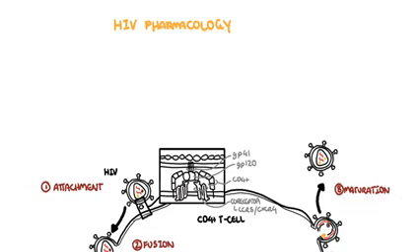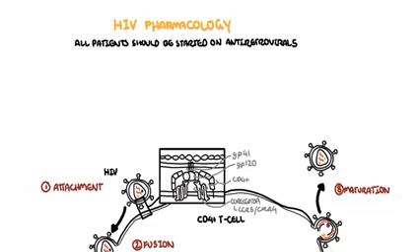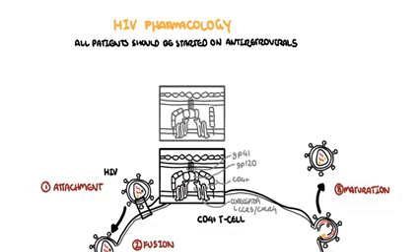Antiretrovirals are the cornerstone to treat patients with HIV. These antiretrovirals work on different parts of the viral life cycle we just learned. All patients should be started on antiretroviral therapy. Let's learn about these antiretrovirals by looking at each step of the HIV life cycle. Now, there are several antiretrovirals which block different stages of the process of attachment and entry.